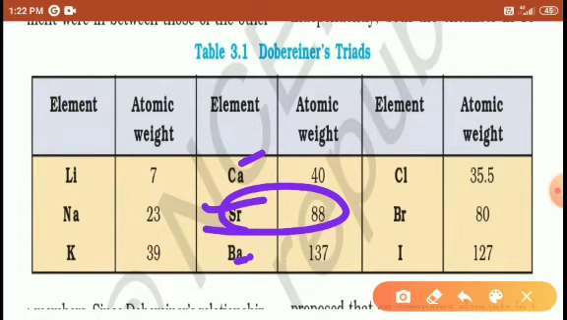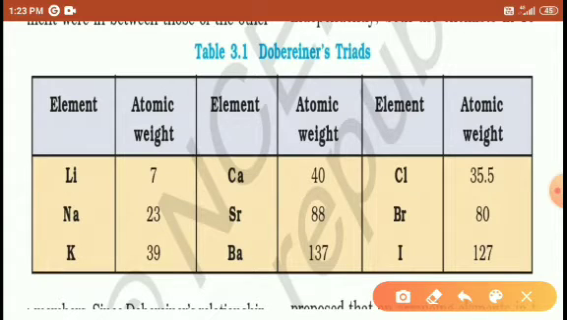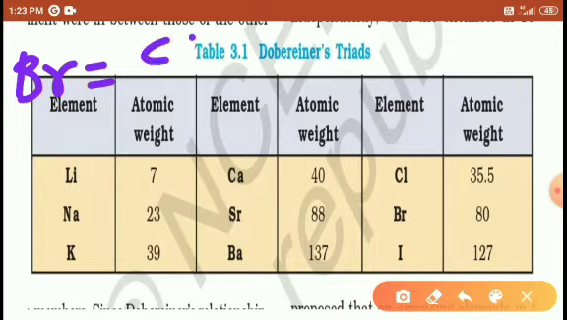That is the Dobereiner triad statement. Right, students? Similarly, we are using chlorine and iodine. The chlorine atomic mass is 35.5 and this is 127. Then the bromine atomic mass is equal to the average atomic mass of chlorine and iodine.